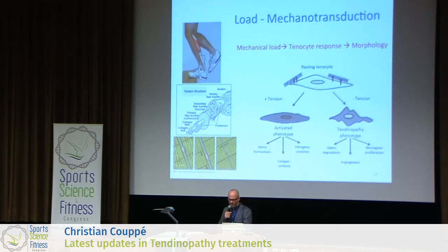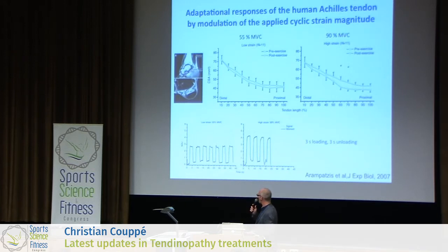So if we look at the human level to confirm what might address the importance of the loading, this is a study from the Berlin group by Arampatzis, and they looked into the influence of high load, where you can see that if you do high loading, at 90% MVC over 14 weeks, compared to a group who did just 55% of MVC, then you can actually observe an increase of the cross-sectional area of the tendon, which is very important in order to reduce the stress on the tendon.